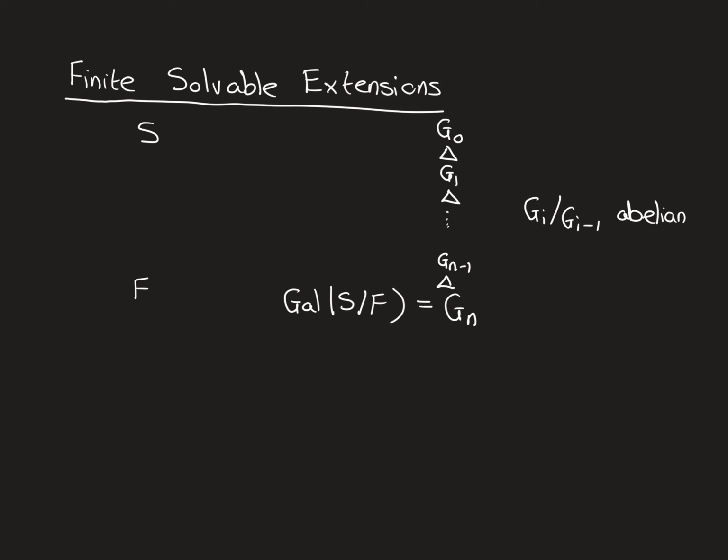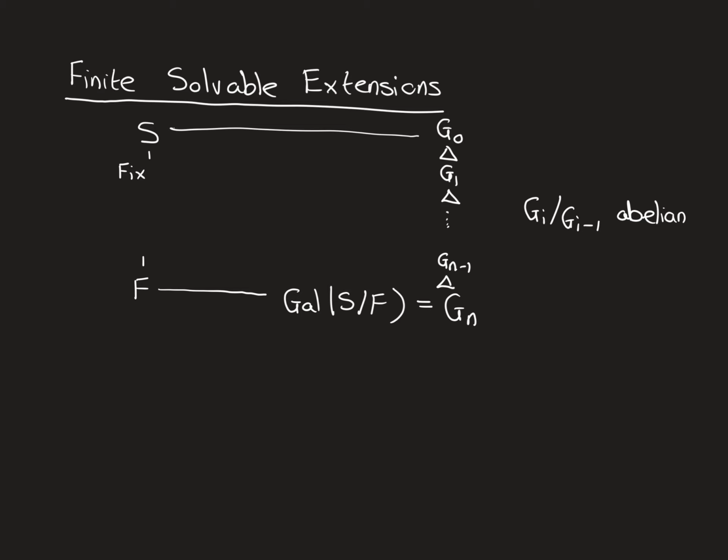So obviously G0 corresponds to S because it is the fixed subfield of S that is fixed by G0, G0 just being the trivial subgroup, so that fixes everything. And then F itself corresponds to the entire Galois group. It's the fixed subfield of the entire Galois group. But then for all the intermediate subgroups, we can now create their corresponding subfields.